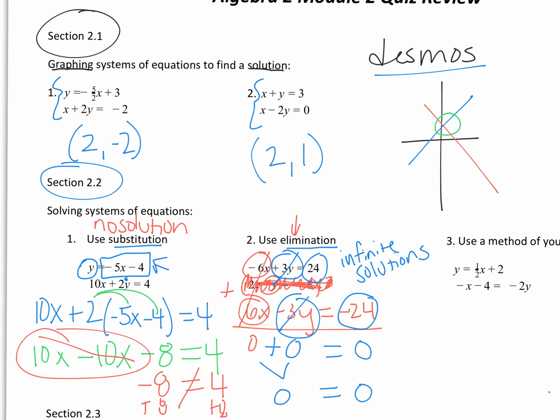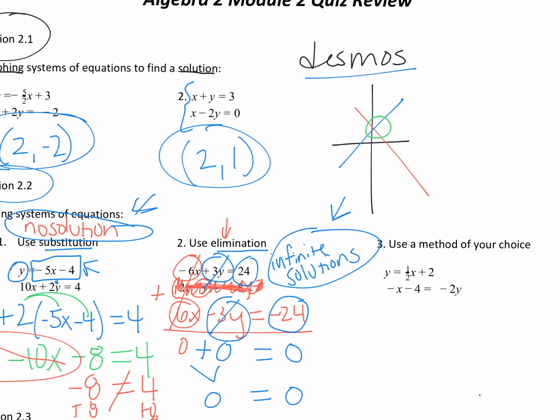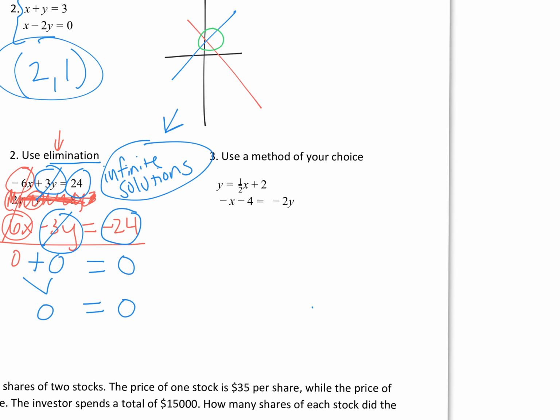Okay, so sometimes we get coordinates as our answers, and sometimes we don't. And that's when we get either no solution or infinite solution. And now on your quiz, you're going to know what to do when you have these issues. That would be no solution, that would be infinite. All right, let's move on to the last one here. All right, this one says use any method of your choice that you want.